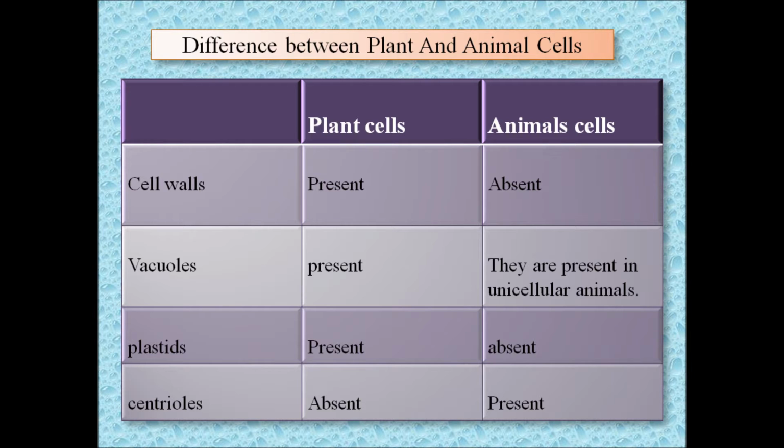Plant cells. Cell wall is present in plant cell and absent in animal cell. Vacuoles are present in plant cell, and in animal cells they are present only in unicellular animals. Plastids are present in plant cell and absent in animal cell. Centrioles are absent in plant cell and are present in animal cell.